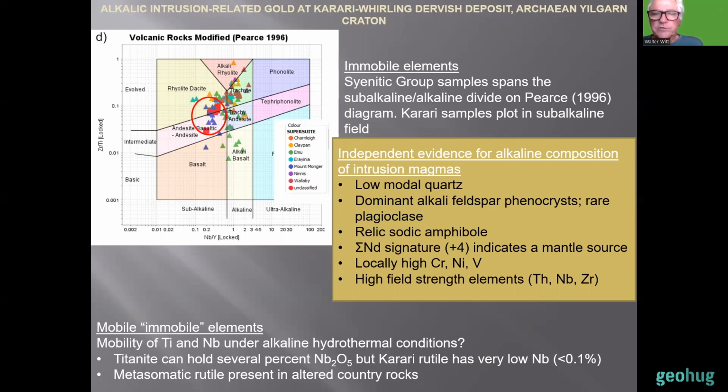Our microprobe measurements of this rutile contain less than 0.1% Nb2O5. So it seems quite likely that significant amounts of niobium have been mobilized out of these rocks during hydrothermal alteration. And this is our explanation for why the samples plot in the subalkaline field. We know also that titanium has been mobile in this environment because in the mineralized country rocks surrounding the intrusions, we find titanite as a key component of hydrothermal stringers.